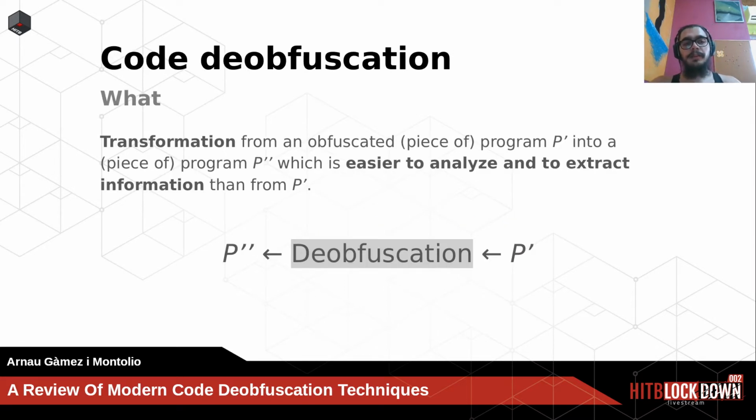So with that context about code obfuscation, we would like to define code deobfuscation as the transformation process that takes as input an obfuscated program P prime, or a piece of that program, and converts it into another program, or piece of program, P double prime, which will be easier to analyze and from which it is easier to extract information than from P prime, the obfuscated part.